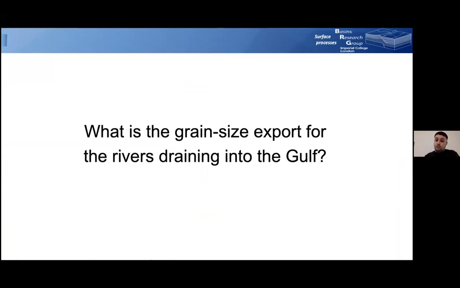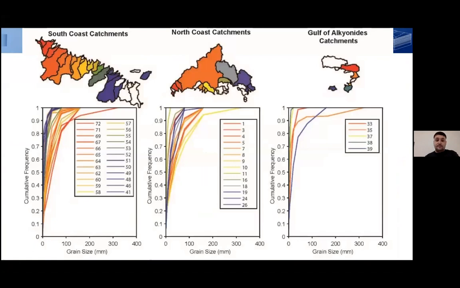And so what is the actual grain size export for the rivers draining into the Gulf? Well, here on the top, we split the Gulf into 3 areas: the south coast, the north coast, and the Gulf of Alkyonides. Then on the lower graph, we see the cumulative frequencies of grain size, and we color-coded these blue to red, respective of their catchments.